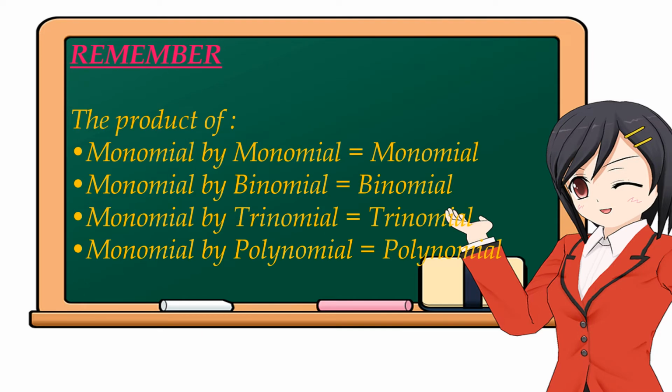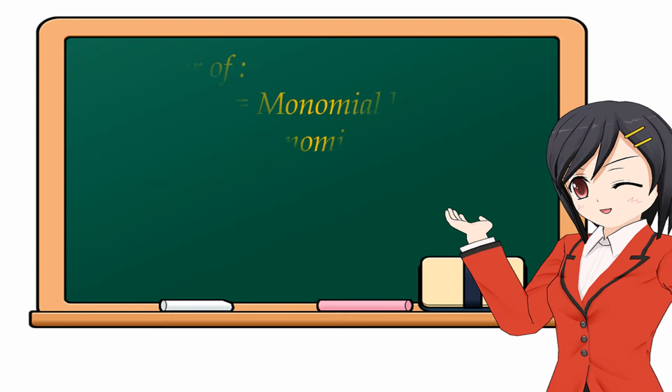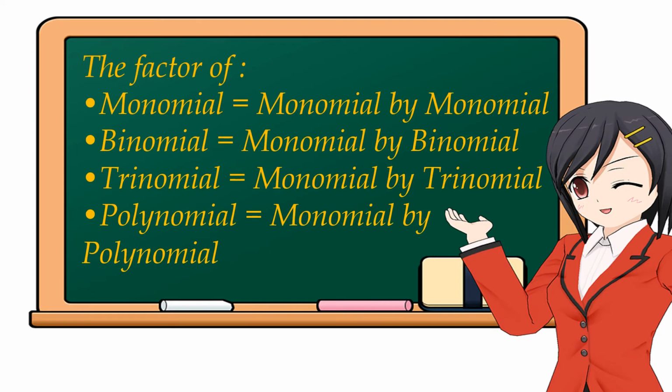So remember, the product of a monomial by a monomial is equal to a monomial. Monomial by binomial is equal to a binomial. Monomial by trinomial is equal to a trinomial. And monomial by polynomial is equal to a polynomial. And the factor of a monomial is equal to monomial by monomial. Binomial is equal to monomial by binomial. Trinomial is equal to monomial by trinomial. And polynomial is equal to monomial by polynomial.